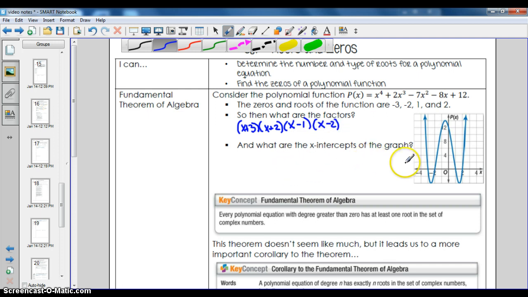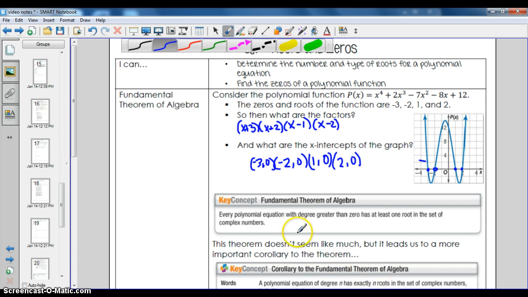So what are the x-intercepts of this graph? So here's one, -3, 0. Here's another one, -2, 0. Here's a third one, 1, 0. And then here's a fourth and final one at 2, 0.